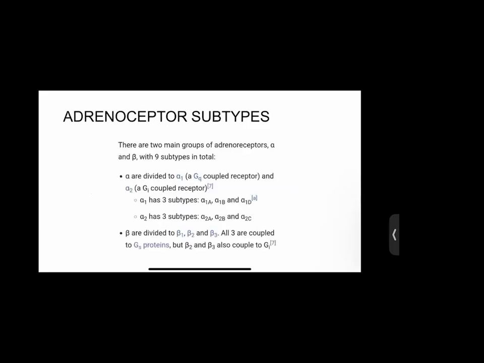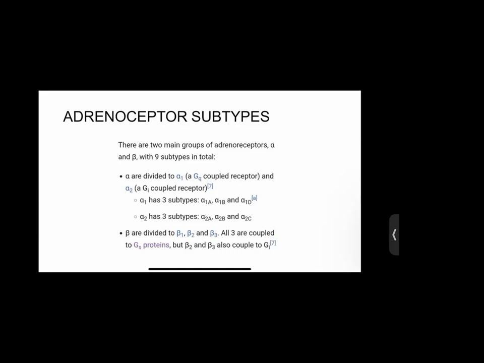So we have alpha 1, alpha 2, beta 1, beta 2, beta 3. We have the agonist and then the antagonist. There are two main groups of the adrenergic receptors, alpha and beta, and these have lots of subtypes, about 9 of them.